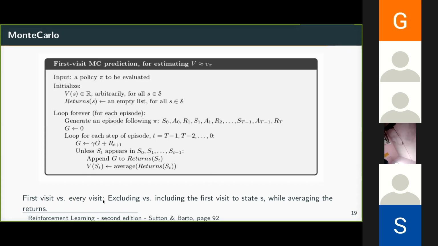So first visit versus every visit is excluding versus including the first visit. Every visit Monte Carlo says, I will take the first visit also into consideration, whereas first visit will say exclude the first visit. That's all the difference is about first visit and every visit.